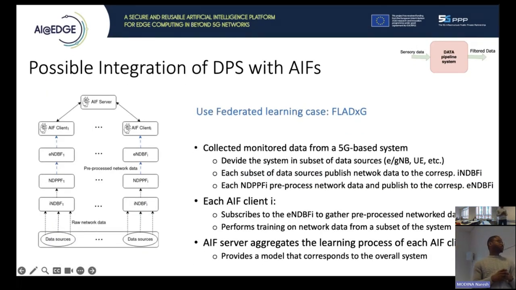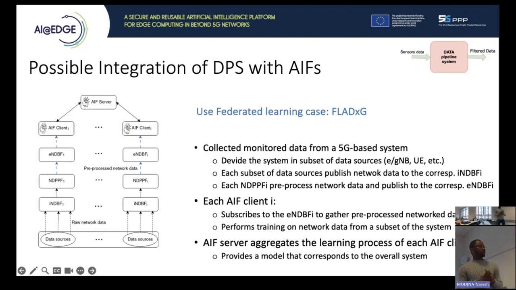Here I show an example of a possible integration of the data pipeline system with an artificial intelligence function. As you can see, we take the use case of federated learning for anomaly detection that was presented before. The data are collected from a 5G based system, in which we divide the system into subsets of data sources that can be, for example, base stations or user equipment from which we can collect this data. Each subset of the data sources publishes the network data to the corresponding ingress network data broker function, and each network data preprocessing function preprocesses the network data and publishes to the corresponding egress network data broker function.